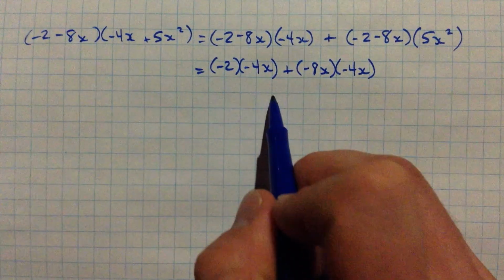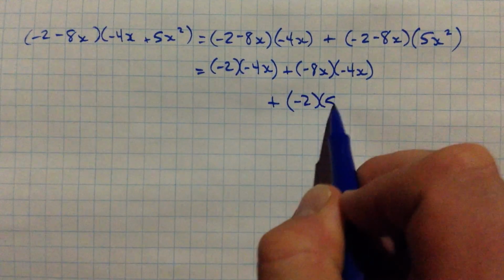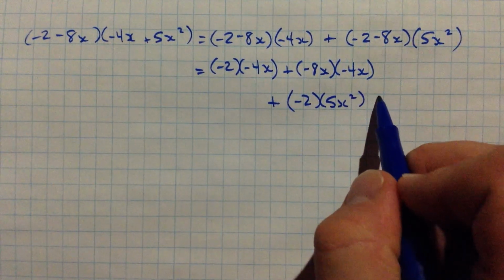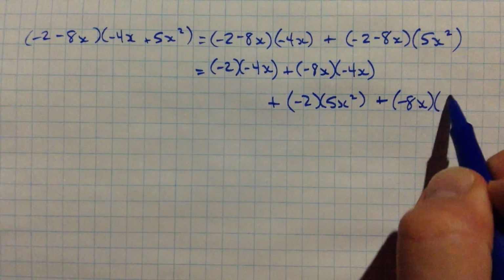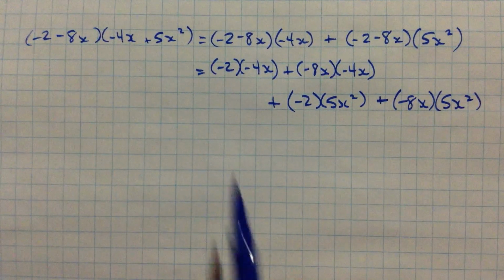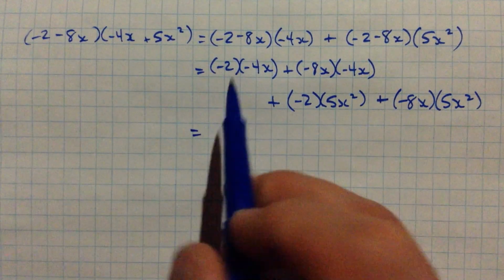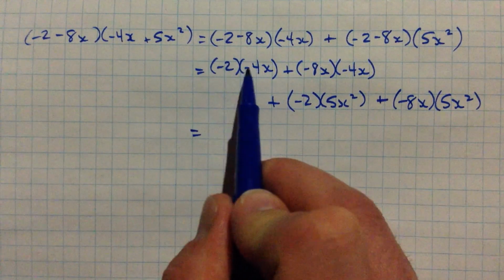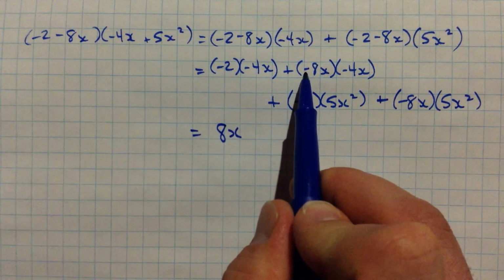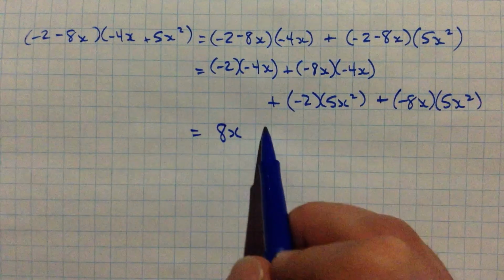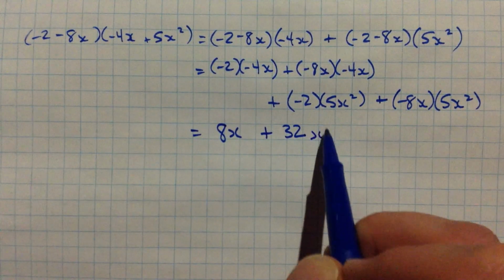I'm going to go on to the next line here to continue. Plus, over here I'm expanding negative 2 times 5x squared plus negative 8x times 5x squared. So just being really careful, I've got 4 terms here now. Sorry, they don't all fit on one line. This is 2 times 4 is 8, and because there are 2 negatives, that's a positive 8x. Here I've got negative and negative, that's another positive. So plus, that'll be 32, and 2 x's is x squared.